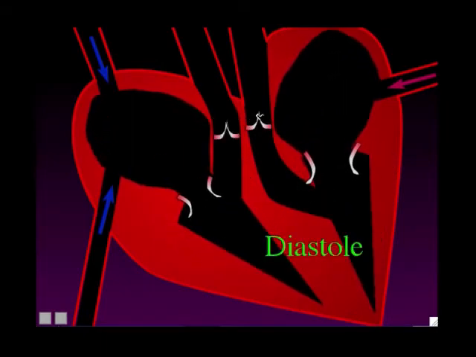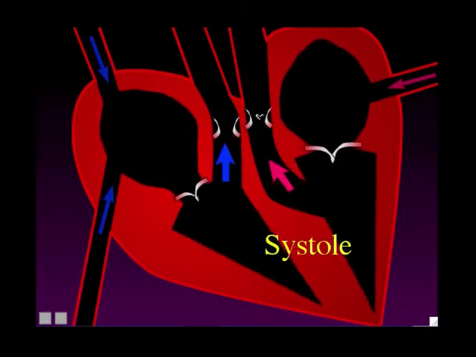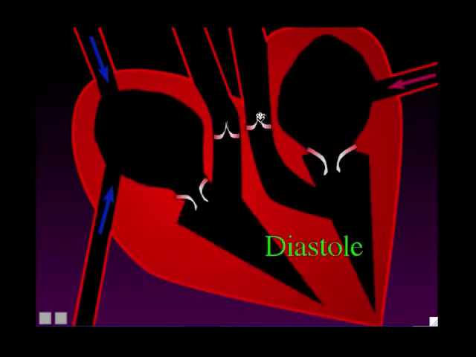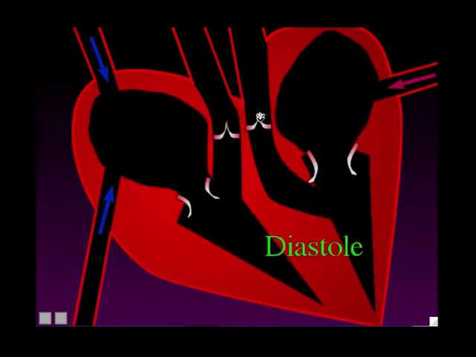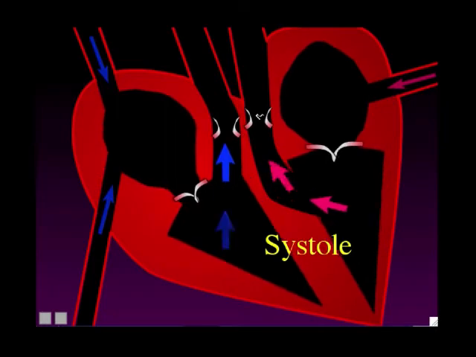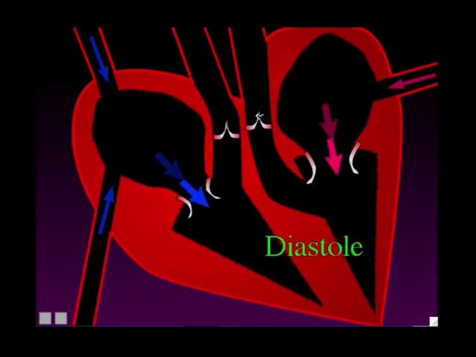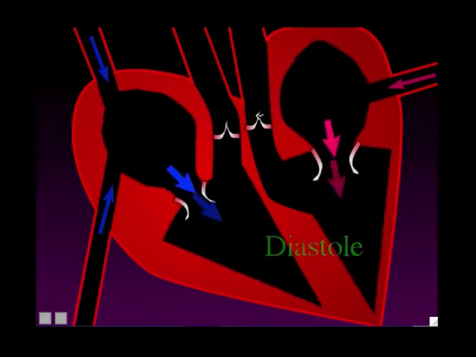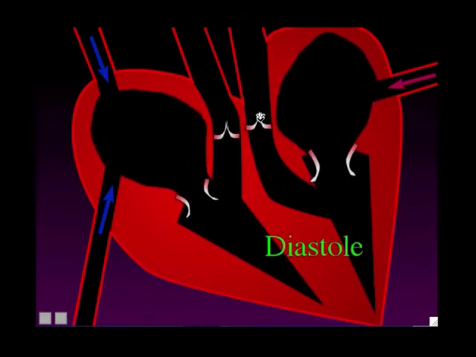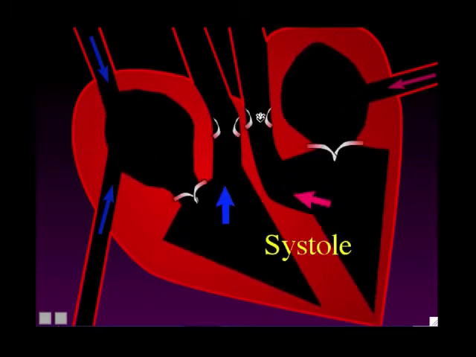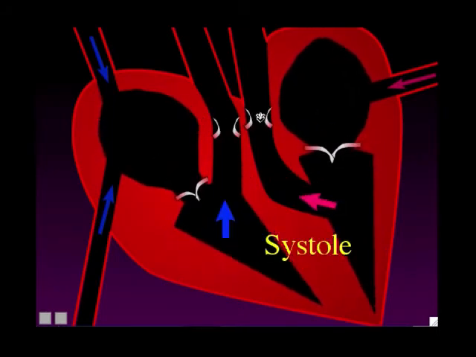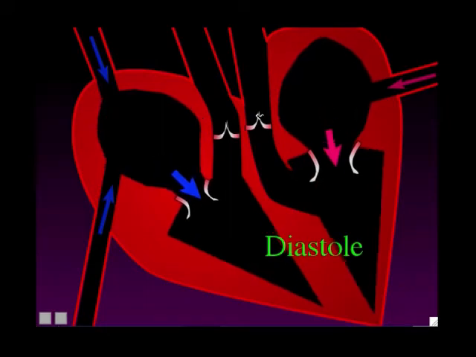The lub is when the ventricles are contracting, and the dup is when the ventricles are relaxing. I think I got that here. The lub sound is the AV valves shutting, and that happens at the beginning of ventricular systole, when the ventricles are contracting. And the dup is the semilunar valves shutting, and that happens at the beginning of ventricular diastole, when the ventricles are relaxing. So, lubbed up. Lubbed up. Awesome.